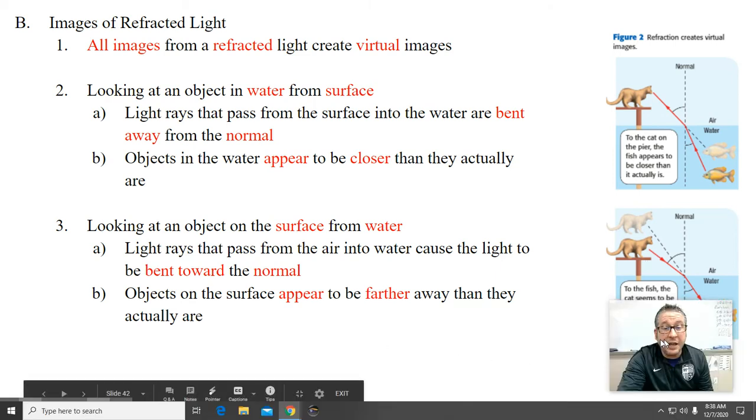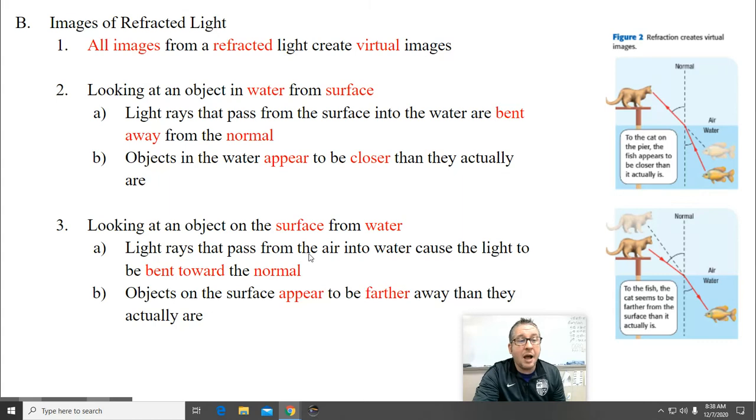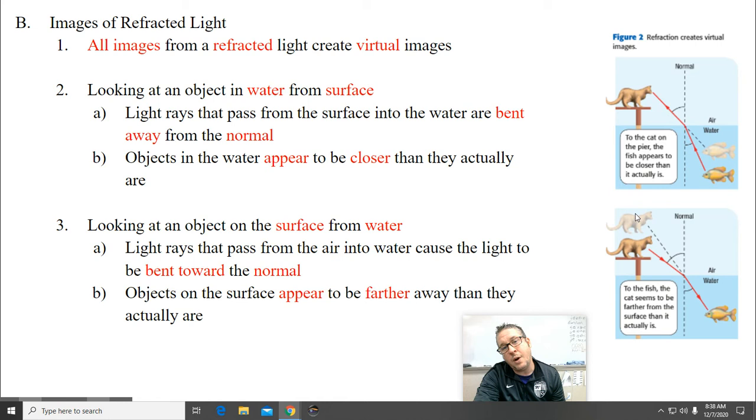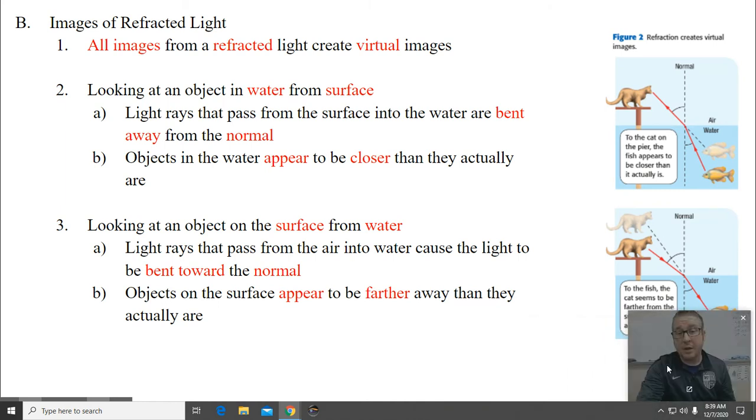Now, if we were the fish this time, if we were going from the water to the air, the light rays that pass from the water into the air are going to be bent towards the normal, okay? So the objects on the surface appear to be farther away than they actually are. This fishy thinks this kitty is basically way up here, but instead it's actually a little closer than what it may appear to be. So depending on whose perspective you are looking at, it's going to play a key role in determining how the light is being refracted.